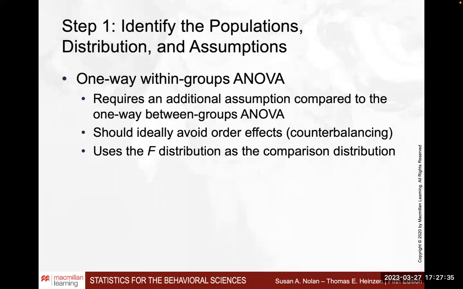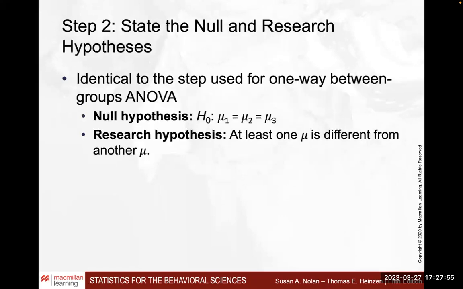Okay, so same assumptions. You could ideally avoid order effects. That is the additional assumption. Use the F distribution as a comparison distribution. It's pretty much the same. The only difference is you quantify the subject sum of squares and subtract this from your variance. The null and research hypotheses are again the same.